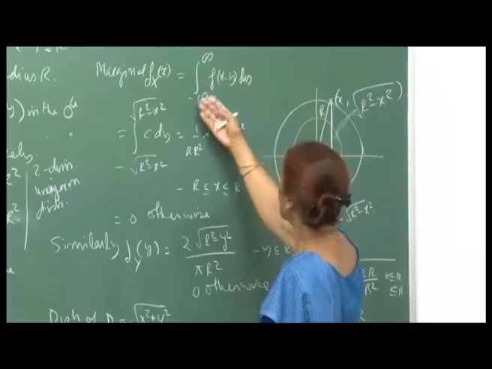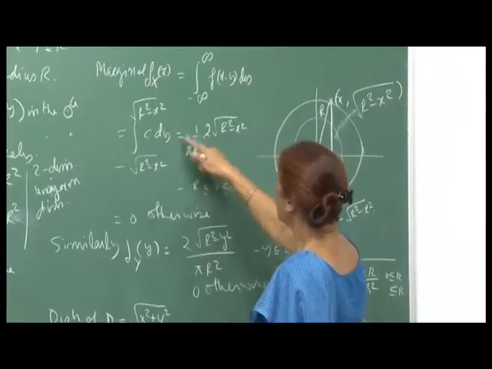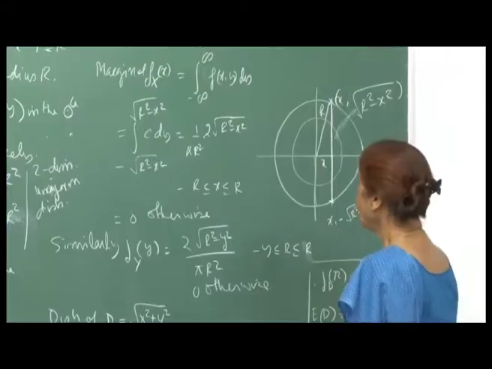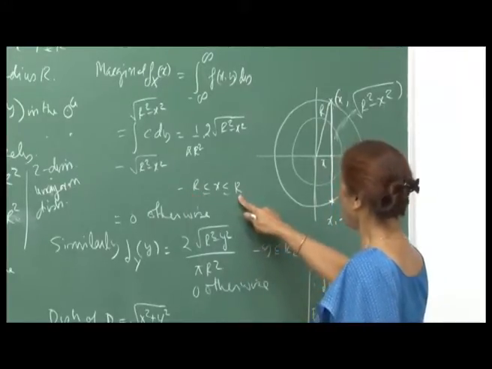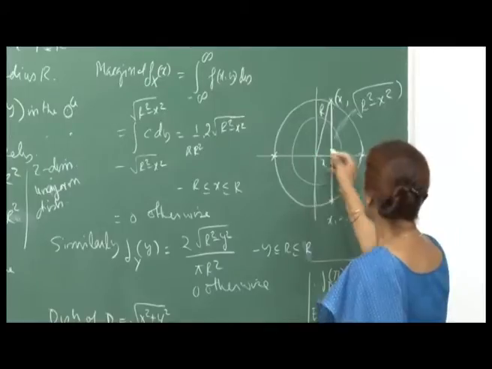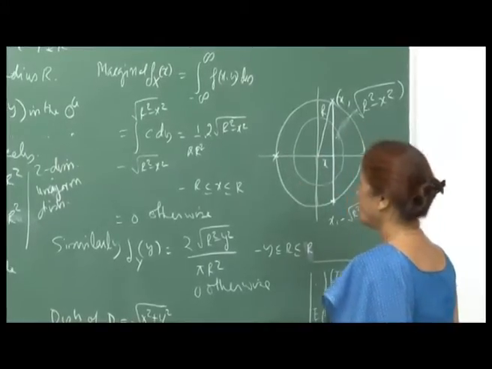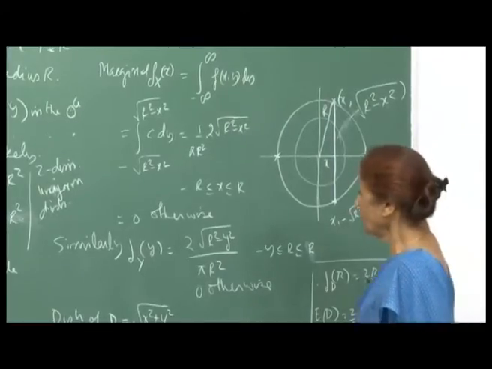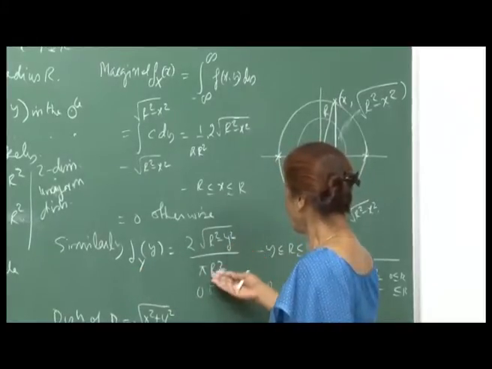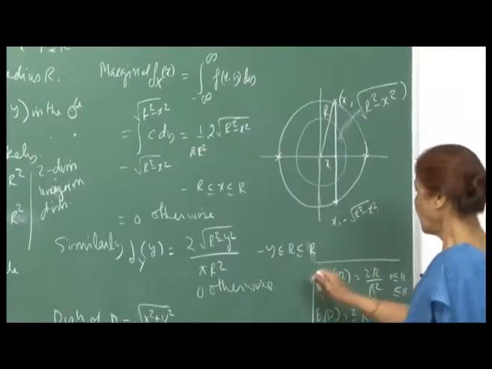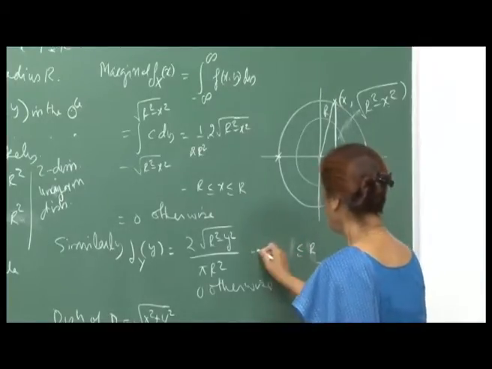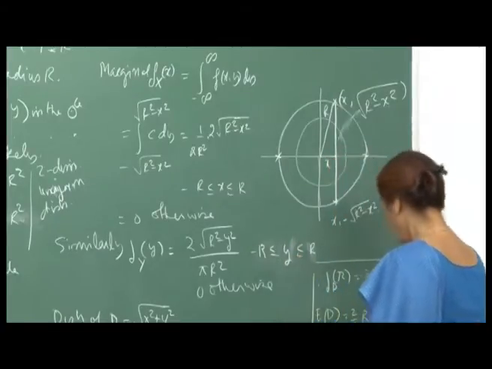This reduces, because there is no other mass outside this. So this is c into dy, and c is 1 by pi r square. This becomes twice under root r square minus x square upon pi r square, defined for all x between minus r and r, because as x varies along this, y varies along this, and the whole circle gets covered. Similarly, because of symmetry, the marginal of y will be twice under root r square minus y square upon pi r square, where minus r is less than or equal to y less than or equal to r, and 0 otherwise.